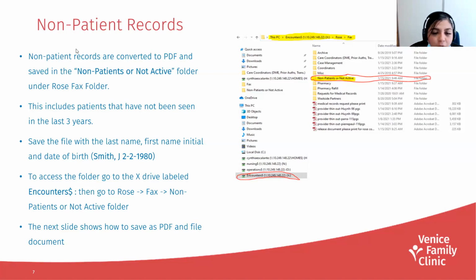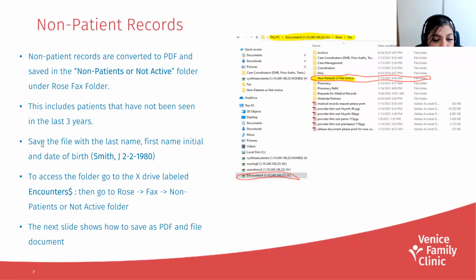Yes, correct. You're right, Sissy. So for non-patient records, sometimes we do receive medical notes from patients that are either no longer with us or have never been seen at the clinic. When we receive those, we save them under the non-patients or not active folder, under the ROS folder, fax. I will soon show you how to access this folder. This includes patients that have not been seen in the last 3 years. If they haven't been seen in the last 3 years, this automatically makes them a new patient.